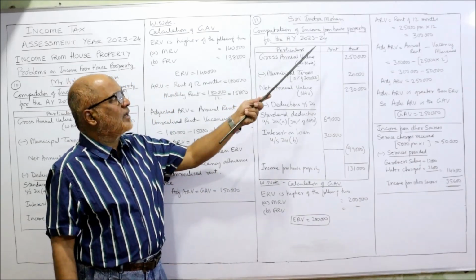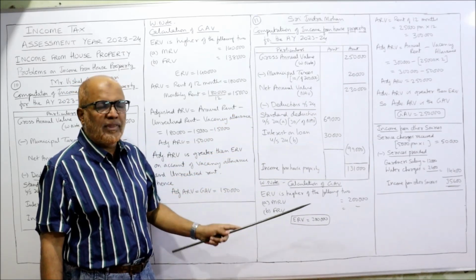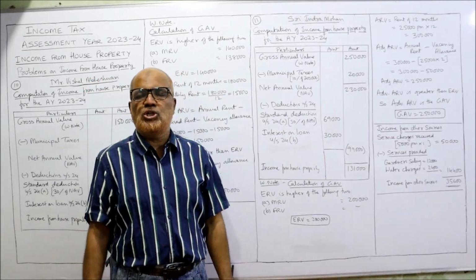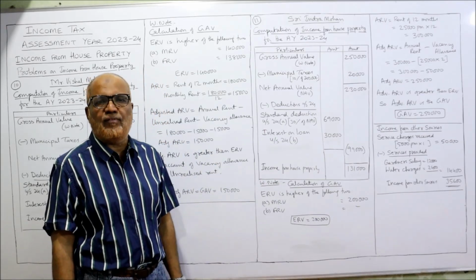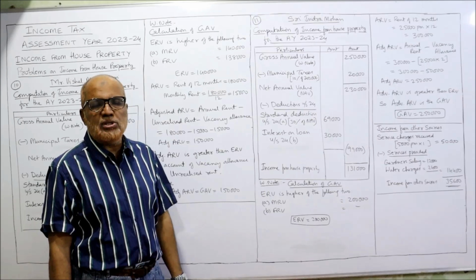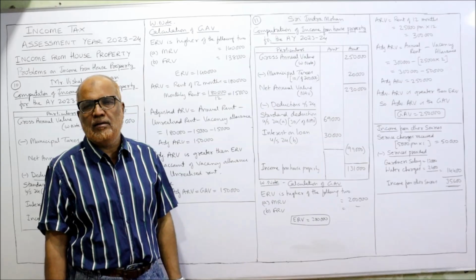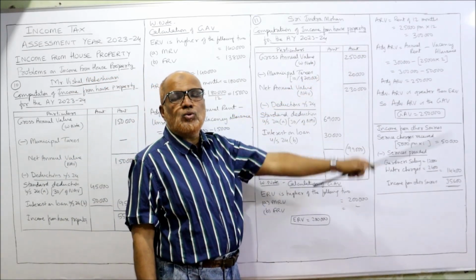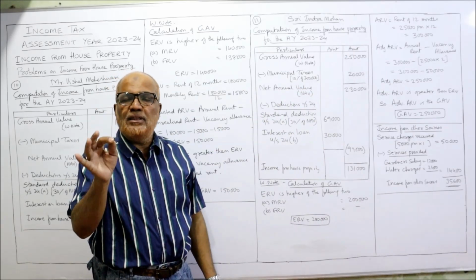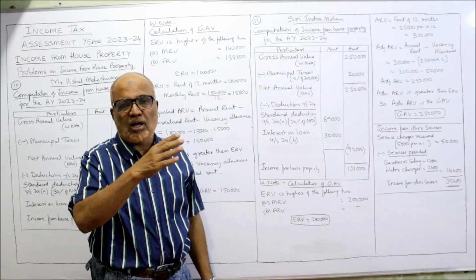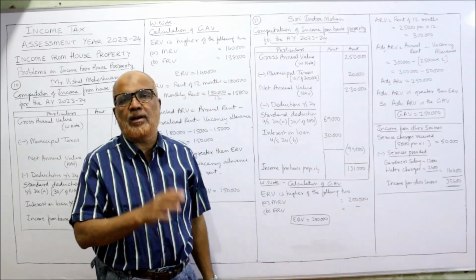Now computation of income from HP: gross annual value less municipal taxes gives NAV, then deductions to get income. Now in the working note we calculate the GAV. First, ERV is the higher of the following two: MRV and FRV. FRV is not given. Municipal rental value is given as 2 lakh. So ERV is 2 lakh. Now actual rent. Actual rent for 12 months is 25,000 per month. Remember 30,000 is given, but in that 30,000, 5,000 are service charges. Remove service charges. So 25,000 per month into 12, 3 lakh is the annual rent.